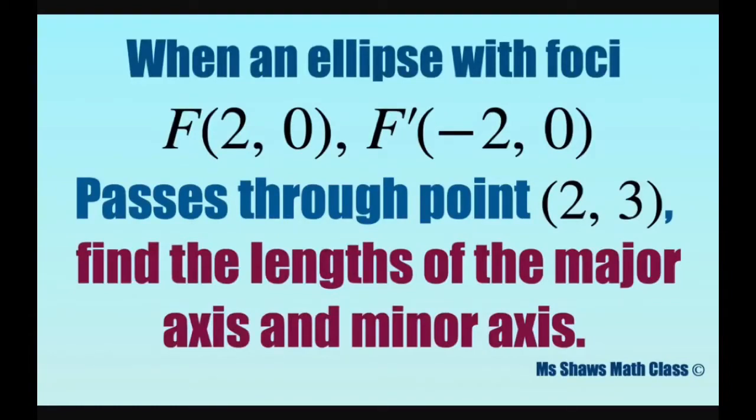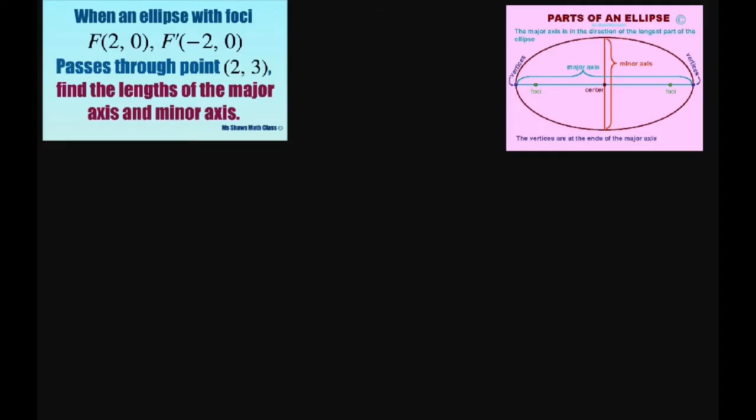Everyone. When an ellipse with foci (2, 0) and (-2, 0) passes through the point (2, 3), we're going to find the lengths of the major and minor axis. So when we first start, let's set up our equation.